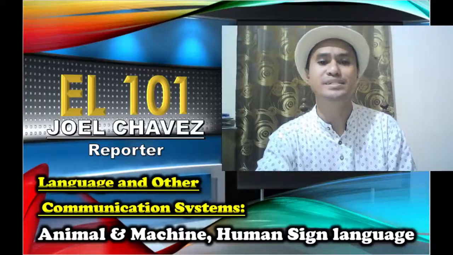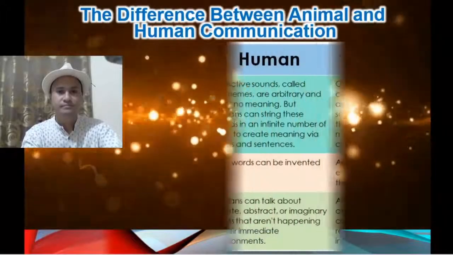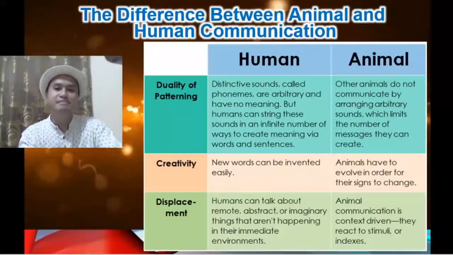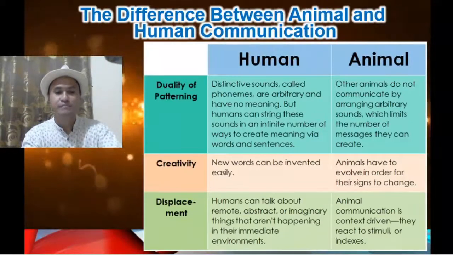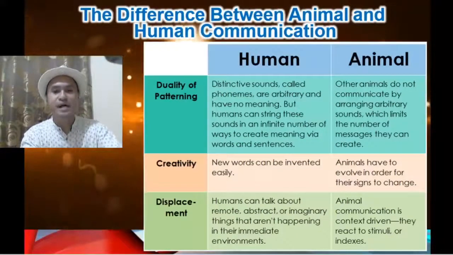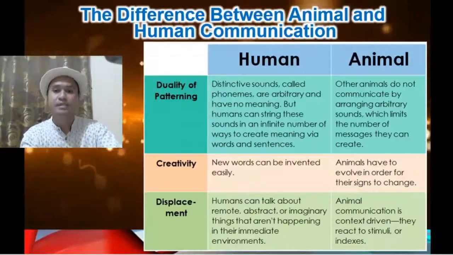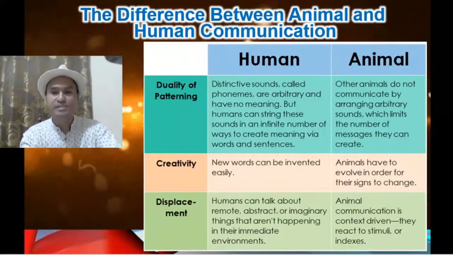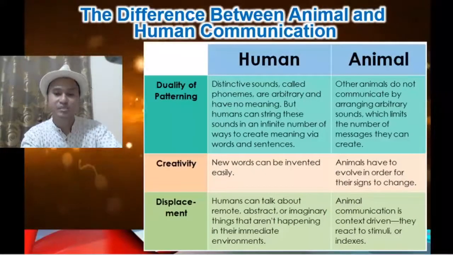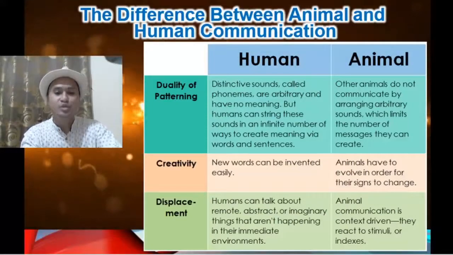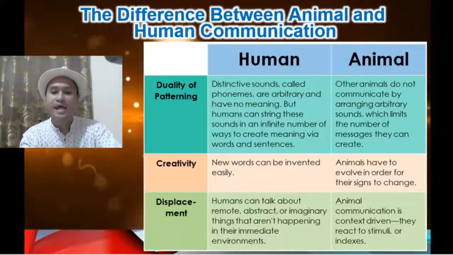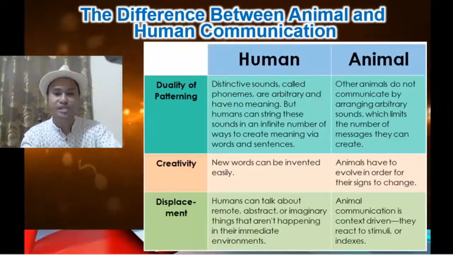Now let's have a glance at these differences between animal and human communication. When it comes to duality of patterning, in humans, distinctive sounds called phonemes are arbitrary and have no meaning. But humans can string these sounds in an infinite number of ways to create meaning via words and sentences, while other animals do not communicate by arranging arbitrary sounds, which limits the number of messages they can create. And when it comes to creativity, new words can be invented easily by humans, while animals' signs have to evolve in order to change.